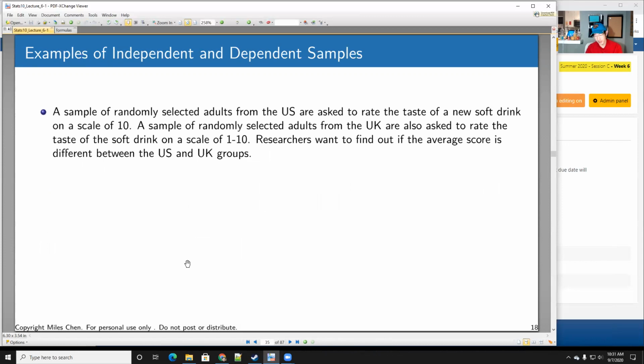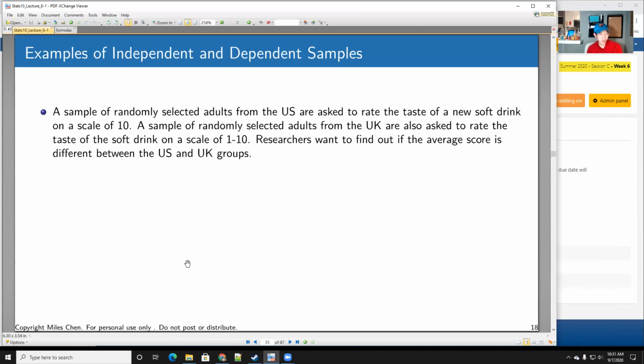So we say, here's this new drink. Tell me how much you like it on a scale of 0 to 10, right? And then they also select some adults from Britain, the UK, and they also ask them to rate the taste of the soft drink on a scale of 1 to 10, right?